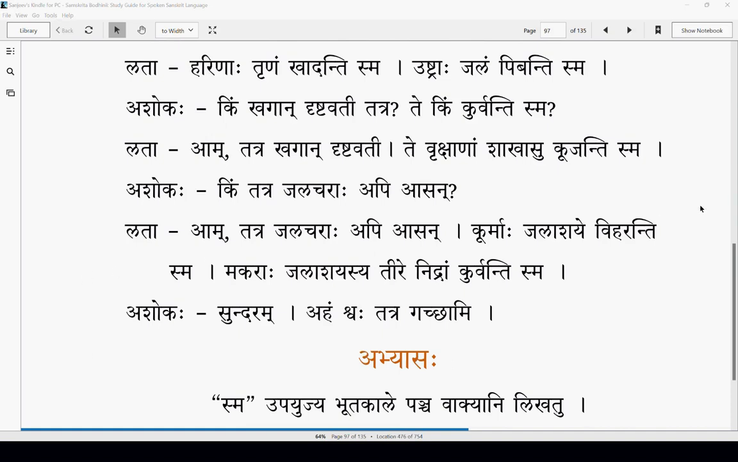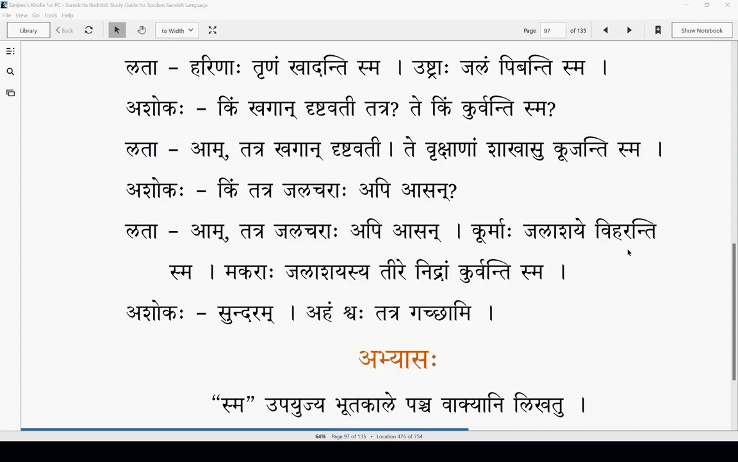So second Lata, any question here? Om means yes. So for saying yes or nodding, different words are possible. One of them is the other one is om. Om is also like our normal om. So we don't have to just say it like om just to say yes. Om is another alternate for saying yes here. Lata says om. Tatra jalacarāḥ api āsan.